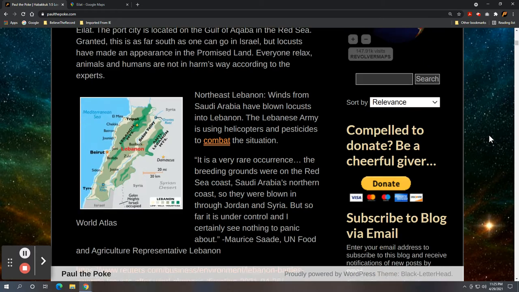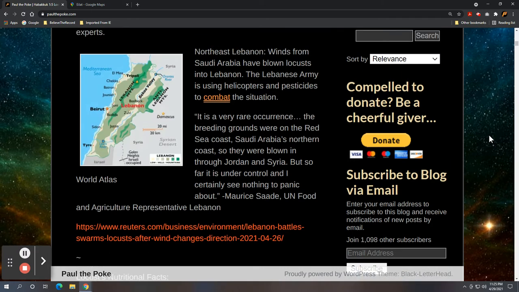And here's a quote. This is from Maurice Saad, the UN Food and Agriculture representative in Lebanon. To quote Maurice, it is a very rare occurrence. The breeding grounds were on the Red Sea coast, Saudi Arabia's northern coast, so they were blown in through Jordan and Syria. But so far, it's under control, and I certainly see nothing to panic about. So we have experts in Lebanon, and we have experts in the far south of Israel telling everybody, hey, relax, it's going to be okay.